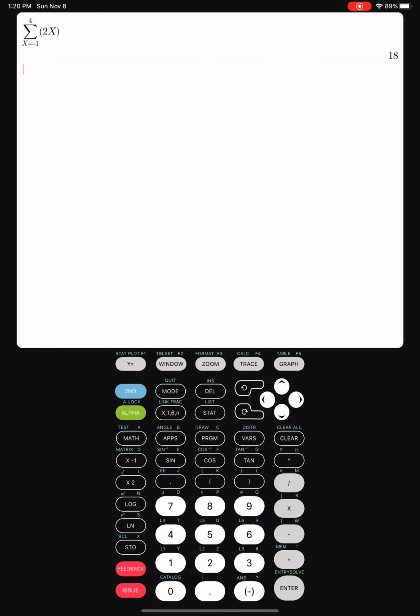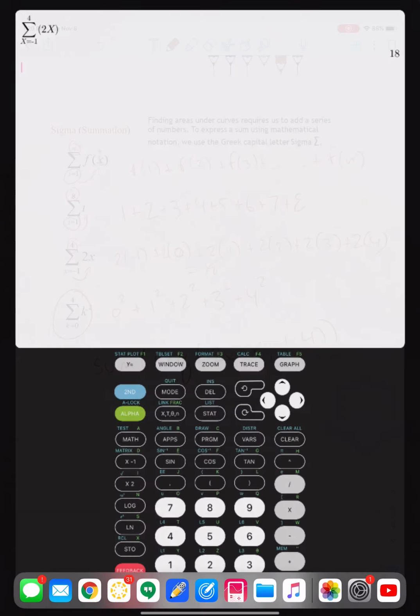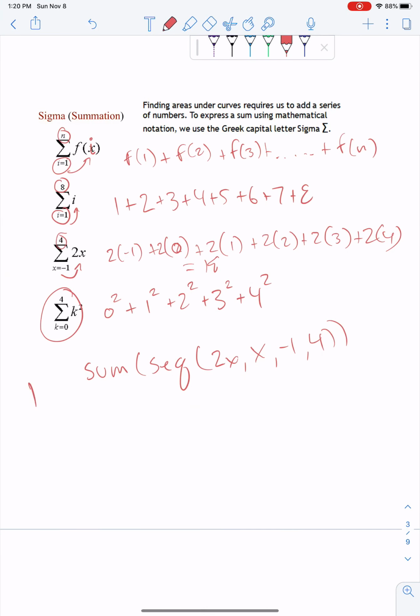I don't think my version of the calculator will do that just because it doesn't have as many of the functions as yours does because it's still in beta. So this is for the TI-83 or an old TI-84. You do summation, sequence, and then your function, variable, lower bound, upper bound. Hit enter, and it'll do the same work for you, okay?